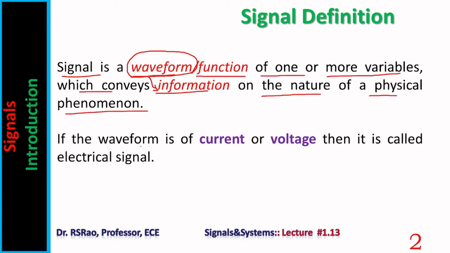If the waveform is of current or voltage, then it is called electrical signal. Signal can be a mechanical one too. An example for mechanical signal is sound. If the waveform is of current or voltage or field, it may be electric field or it may be magnetic field, in all these cases, the signal is called electrical signal.